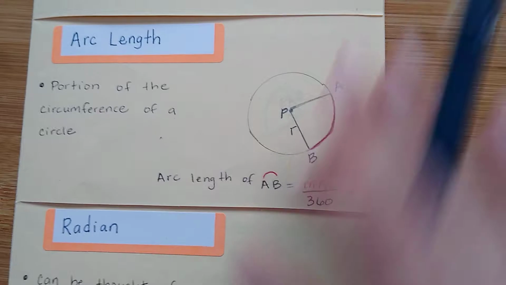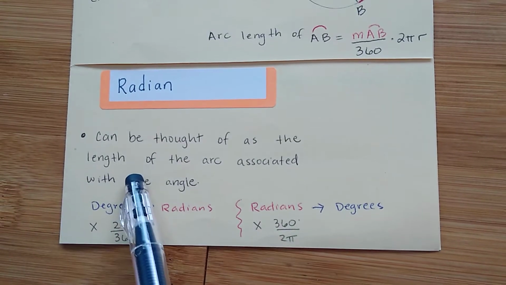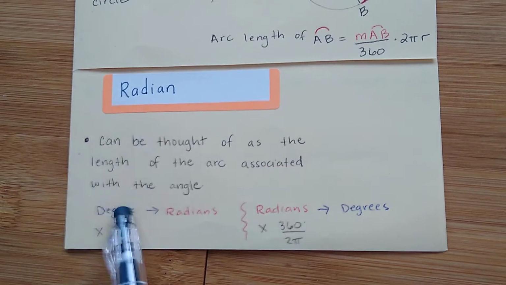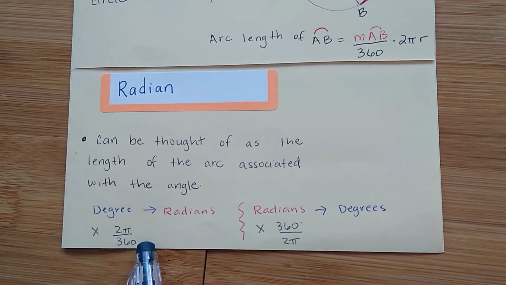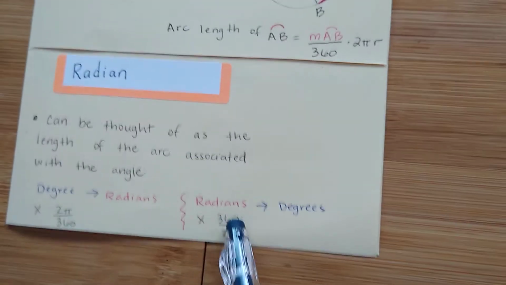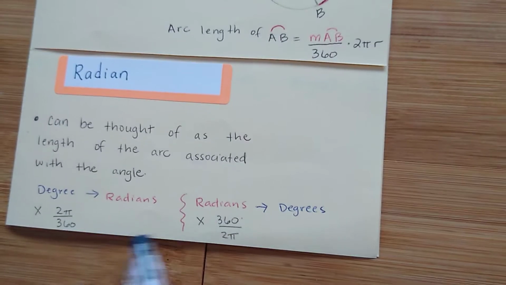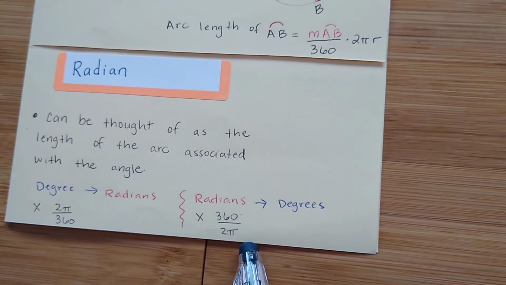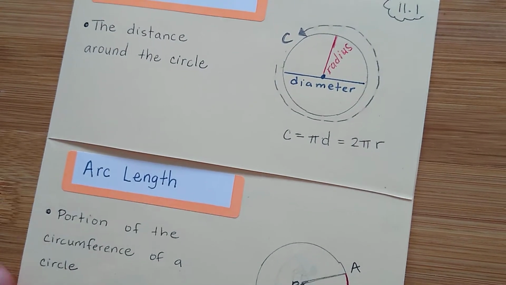Okay, and then we're finally moving on to the radian, and the radian can be thought of as the length of the arc associated with the angle. So if we're trying to go from degrees to radians, we multiply by 2 pi over 360. But if we're trying to go from radians to degrees, then we multiply by the opposite, the reciprocal of that. So in this case, it would be 360 over 2 pi. Okay. So these are the main three things that we're going to be working with today.